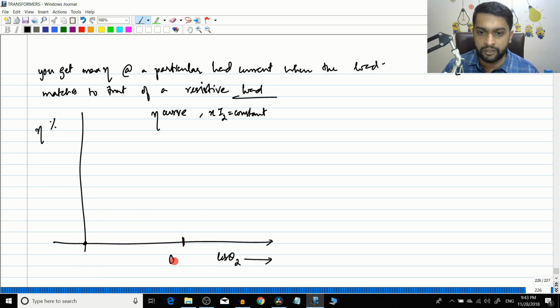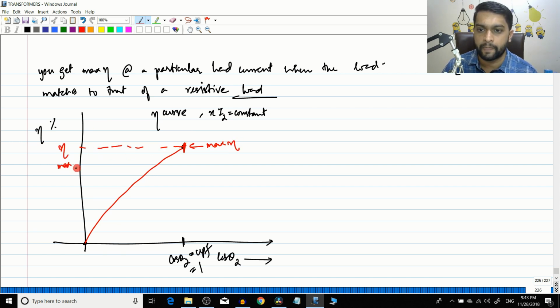And when cos theta 2 is equal to UPF, cos theta equal to 1, you will have maximum efficiency. So the graph will be looking like this. This is the point of maximum efficiency, or the value of maximum efficiency is this point. So this is efficiency maximum.